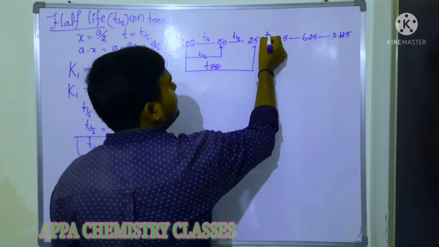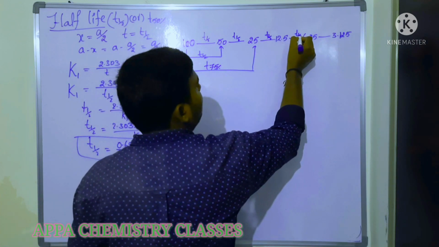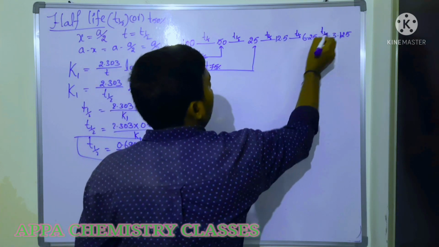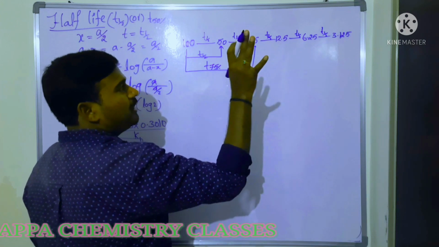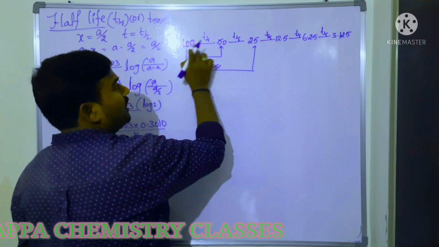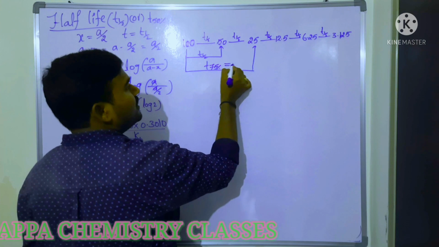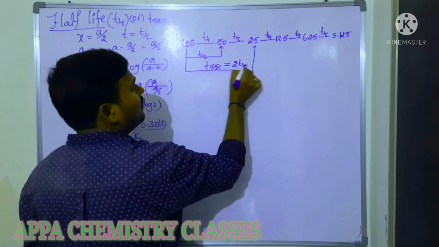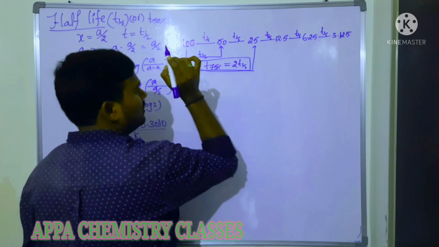2 T halves. Is it or not? T half remains constant. So it does not depend on the initial concentration. It will remain constant. T75 will depend on what? 2 T halves. T75 is equal to 2 T halves, which is a very important relation.